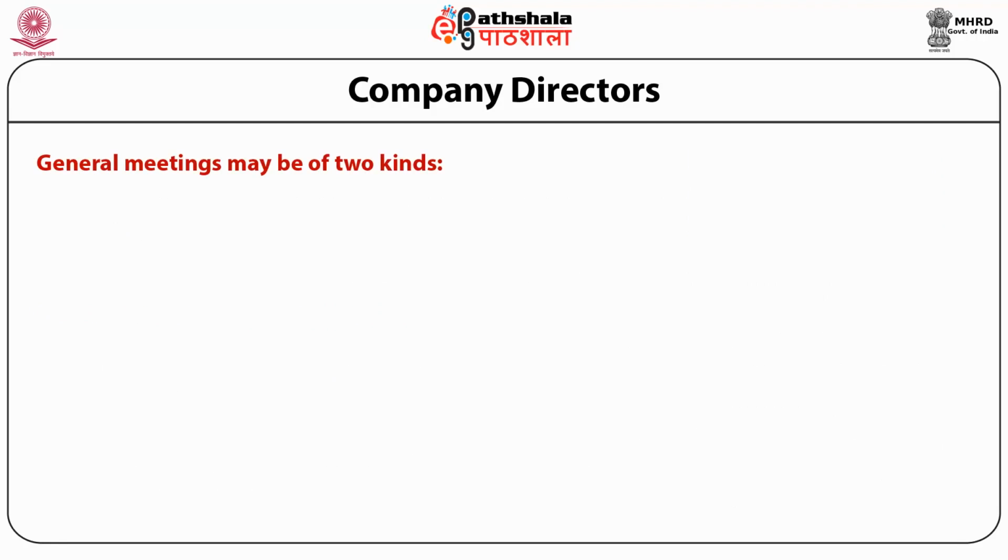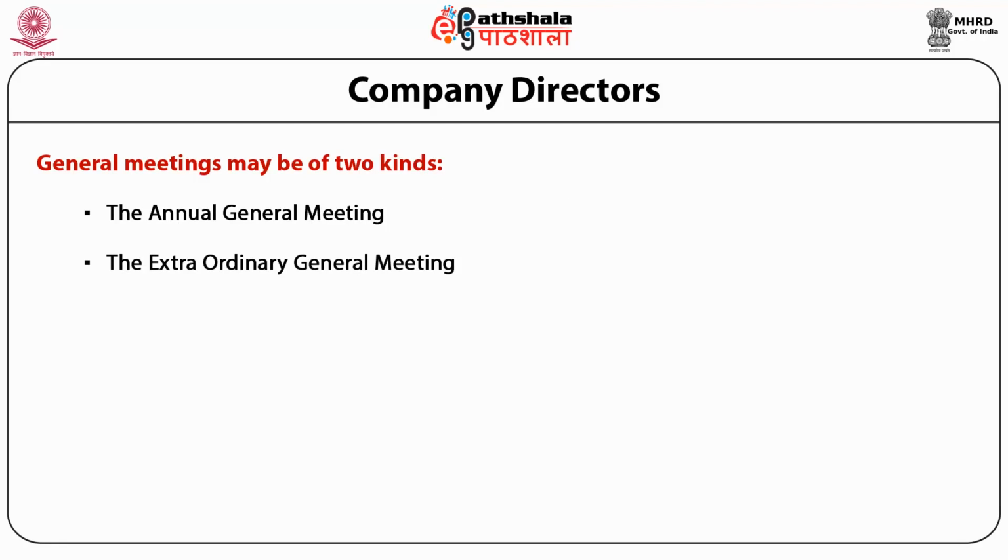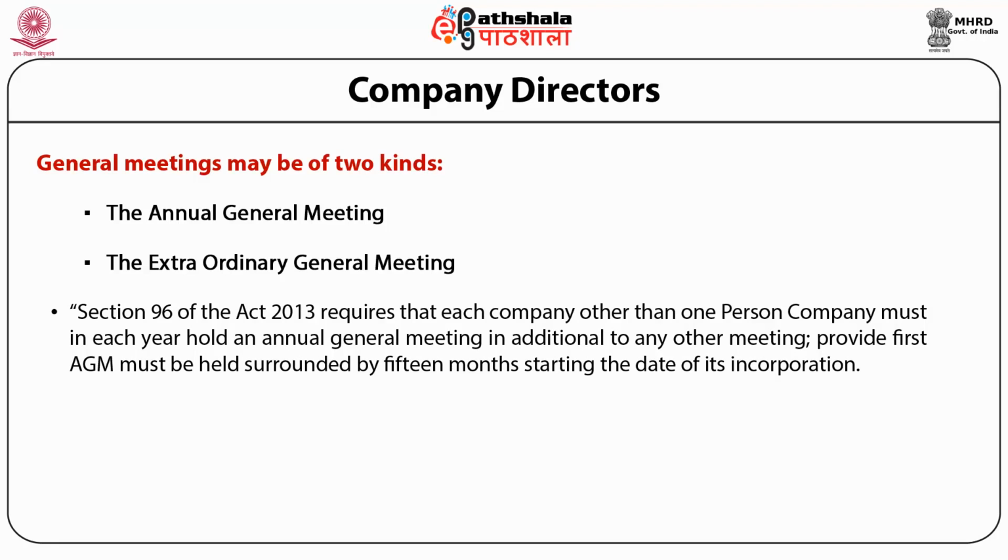General meetings may be of 2 kinds. 1. Annual general meeting and 2. Extraordinary general meeting. The periodical all-purpose gathering of every public, private company annually of its constituent individuals for the purpose of transacting its routine ordinary business is called annual general meeting. Section 96 of the Companies Act requires that each company other than one-person company must in each year hold an annual general meeting in addition to any other meeting.